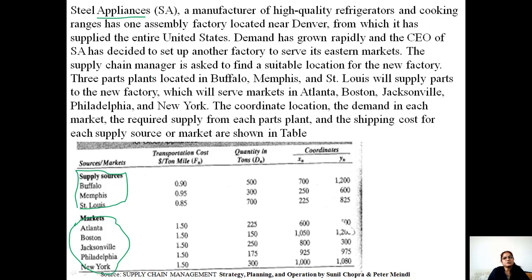So it has to interact with these many places whose coordinates are given as X and Y. They are present here. Make use of this and calculate small dn. Capital Dn is given, that is quantity to be shipped, and transportation cost per unit per distance is also given. Multiply small dn with capital Dn and capital F and go for summation for all the markets and supply sources, and whichever is minimum, that location you just select.